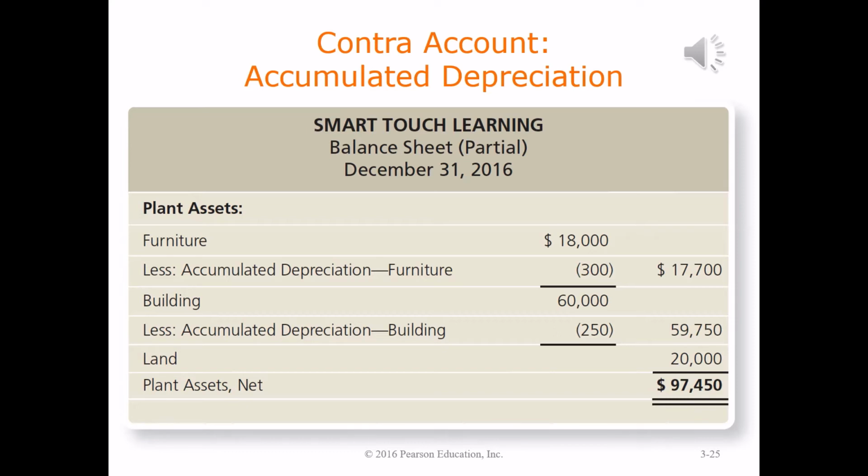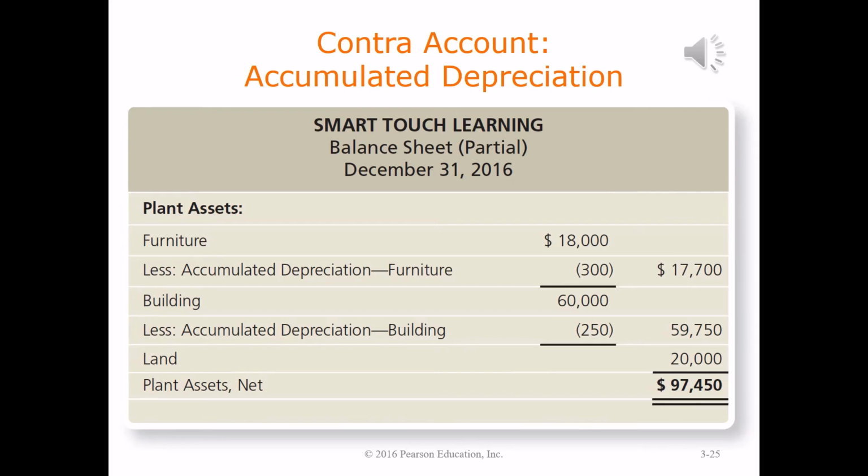Accumulated depreciation is an example of a contra asset account. A contra asset has a normal credit balance, which is opposite all other assets. Using this contra asset on the balance sheet helps us to meet some of the rules of GAAP. Let's take a look. Remember the cost principle?